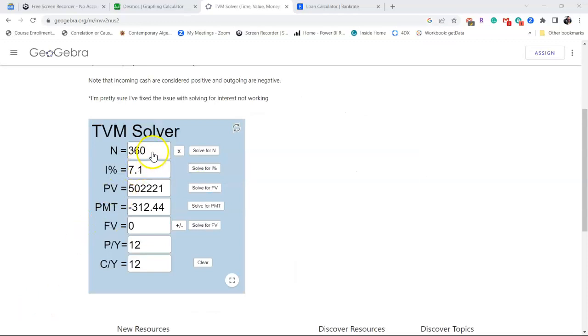So we have 30 times 12. We have 7.1%. The $502,221 is the cost of the home. But again, we're going to put down 20%, so we're only financing 80%. Notice that when I did the times 0.8, it automatically gave us a new value here. And our future value is 0. We're paying monthly, and so we want to solve for the payment.